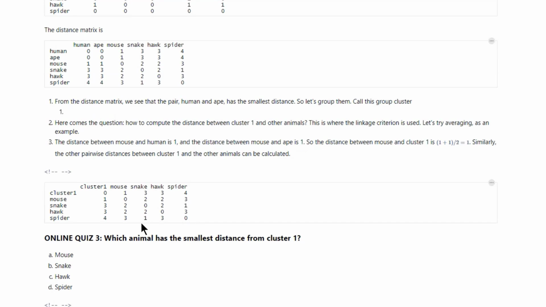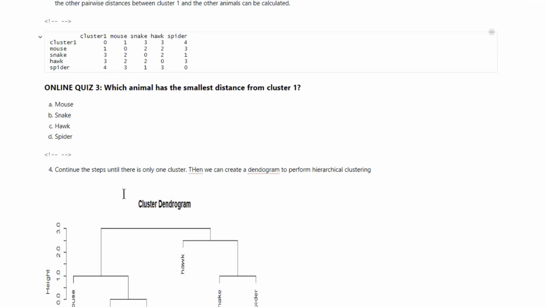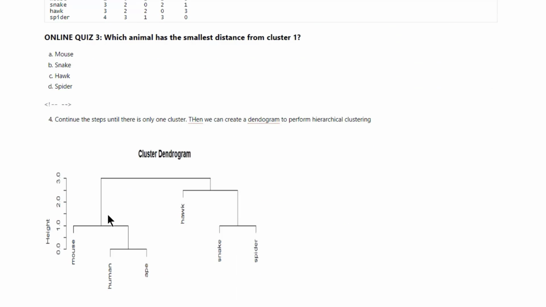So here's a quick question. Which of the animals has the smallest distance from cluster 1? Well, we can see that clearly mouse has the smallest distance from cluster 1. And so the next step would be joining the mouse and cluster 1 to form a new cluster 2. And then we continue until we have the overall dendrogram.